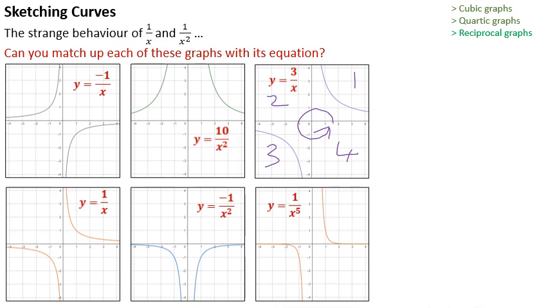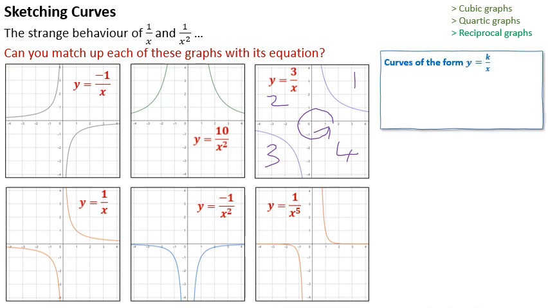So a few general principles that you can pick up and learn from these. If you're dealing with a curve which is of the form something over x, then we know it's going to have asymptotes on the x and y axes. We know that it will inhabit the first and third quadrants, just like we saw with 3 over x and 1 over x, whenever k is positive.